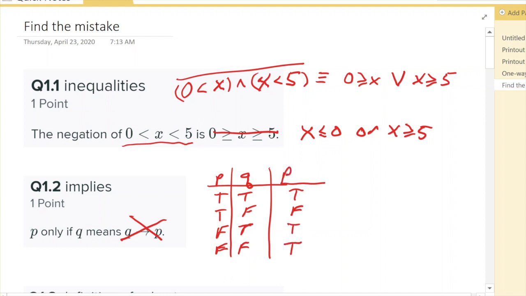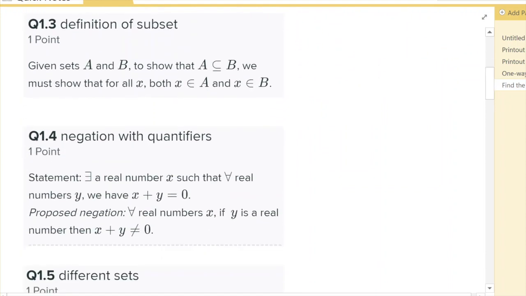This is P implies Q. The only way for this to be false is for Q to be false and P to be true, which is what P is true only if Q is true also satisfies. So this was backwards.